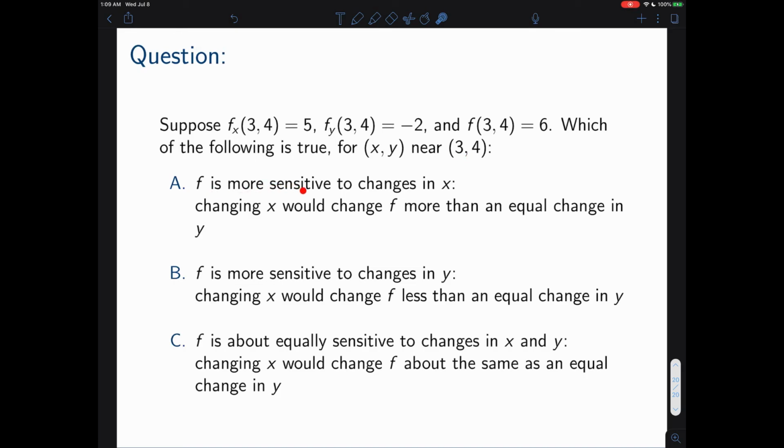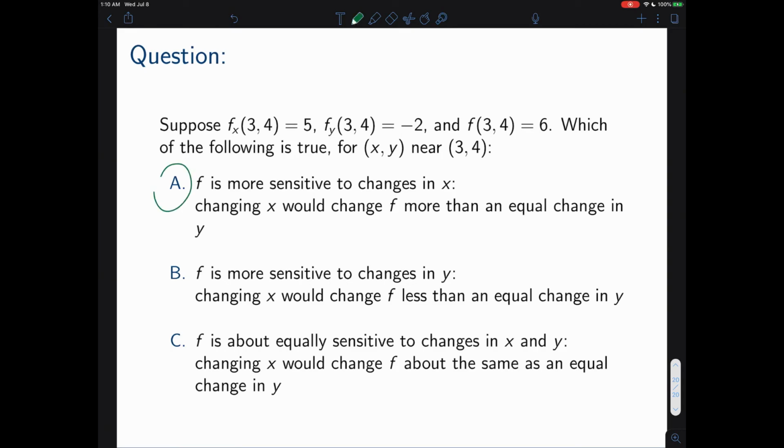Is it true that f is more sensitive to changes in x, meaning that changing x by a certain amount would change f more than an equal change in y? Is it true that f is more sensitive to changes in y, meaning that changing x by a certain amount would change f less than making that same change in y? Or is it true that f is about equally sensitive to changes in x and y, meaning that changing x would change f about the same as an equal change in y? What do you think? You can pause the video and think about it.